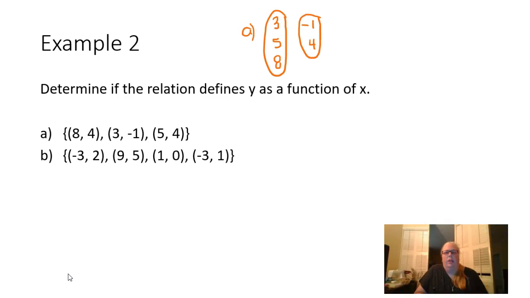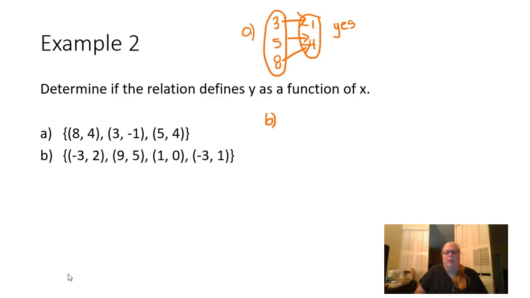oval. And now I'm going to match up each element in the domain with the element it goes with in the range. And if anything over here in the domain has two arrows coming from it, we'll know it's not a function. But as long as there's only one arrow coming out of every number here in the domain, we're okay and we have a function. All right, so 8 is paired with 4, like this. 3 is paired with negative 1, like so. And 5 is paired with 4, like this. So this one is a function of x.